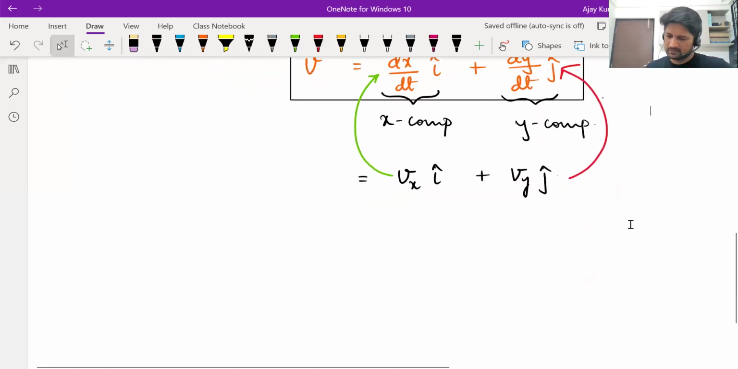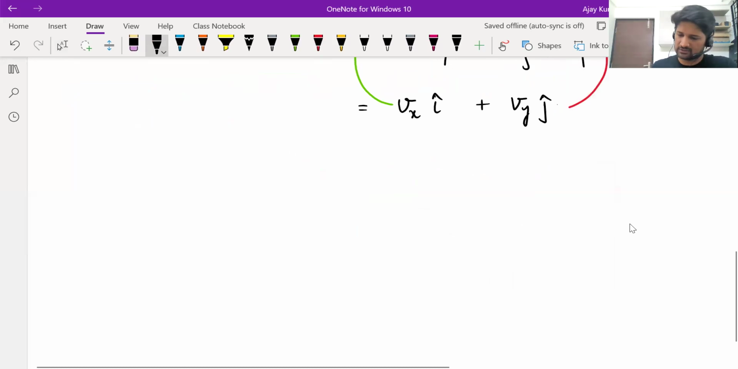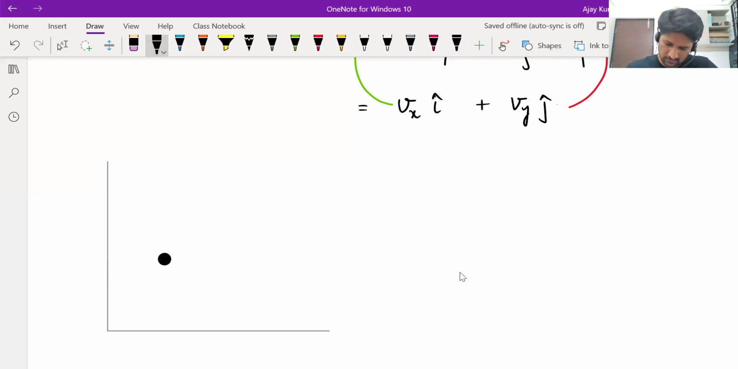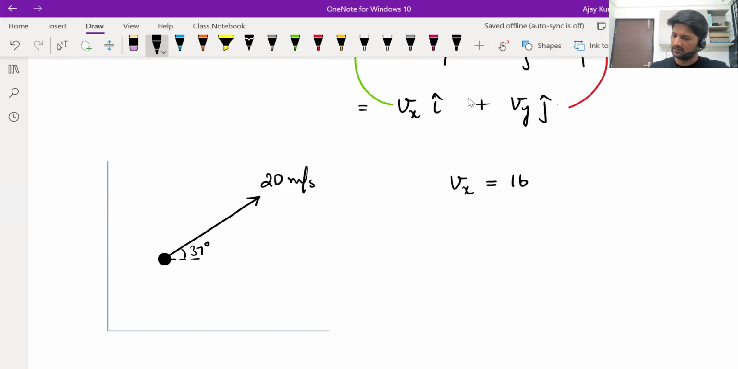Okay. What do we mean by this? Suppose there's an object. Let's say there is some object moving, say like this, with a velocity of 20 meters per second at an angle, say 37 degrees. Aishwarya, tell me the x component of this vector. So 16 i cap. Good. 20 cos 37 becomes 16. So that's the velocity in the x direction. Vx vector becomes 16 i cap.